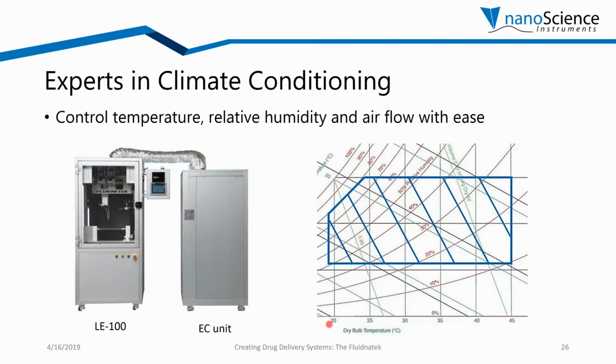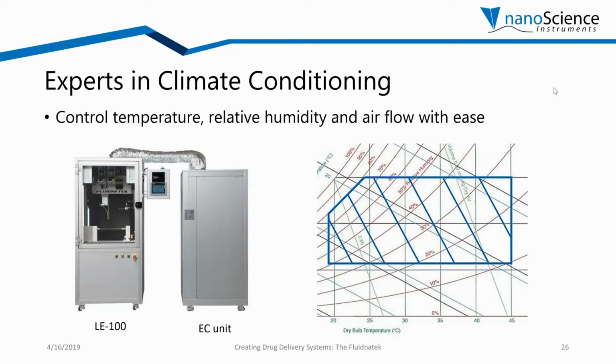So one of the things that we can control is the temperature, from 18 degrees all the way to 45 degrees. In terms of relative humidity, we can go from 10% all the way to 80%. Just as an example, if we're operating at 25 degrees, the relative humidity that can be operated inside the chamber can be from 30% all the way to 75%. Another example, let's say that we're operating at 45 degrees, we can control the relative humidity from 10% all the way to around 25%.